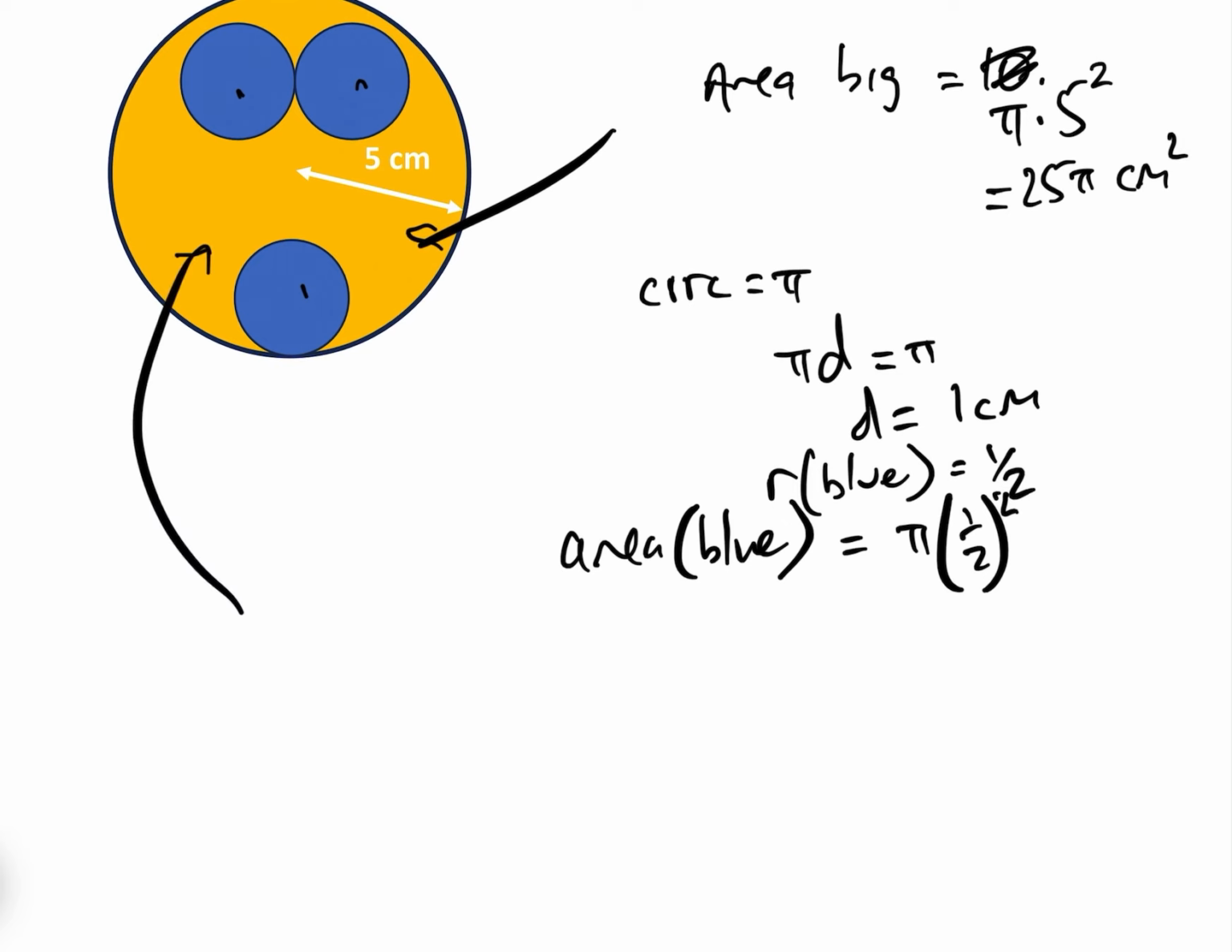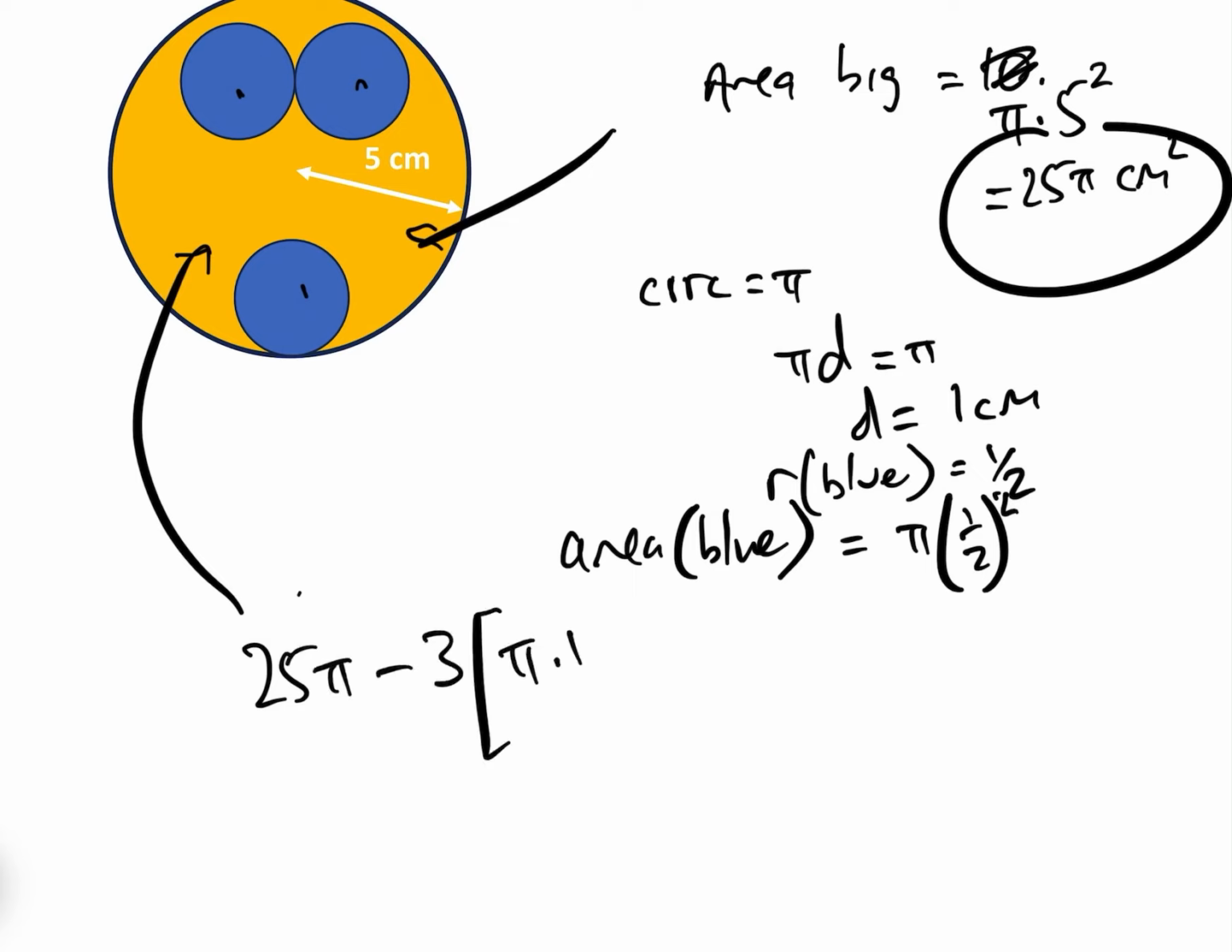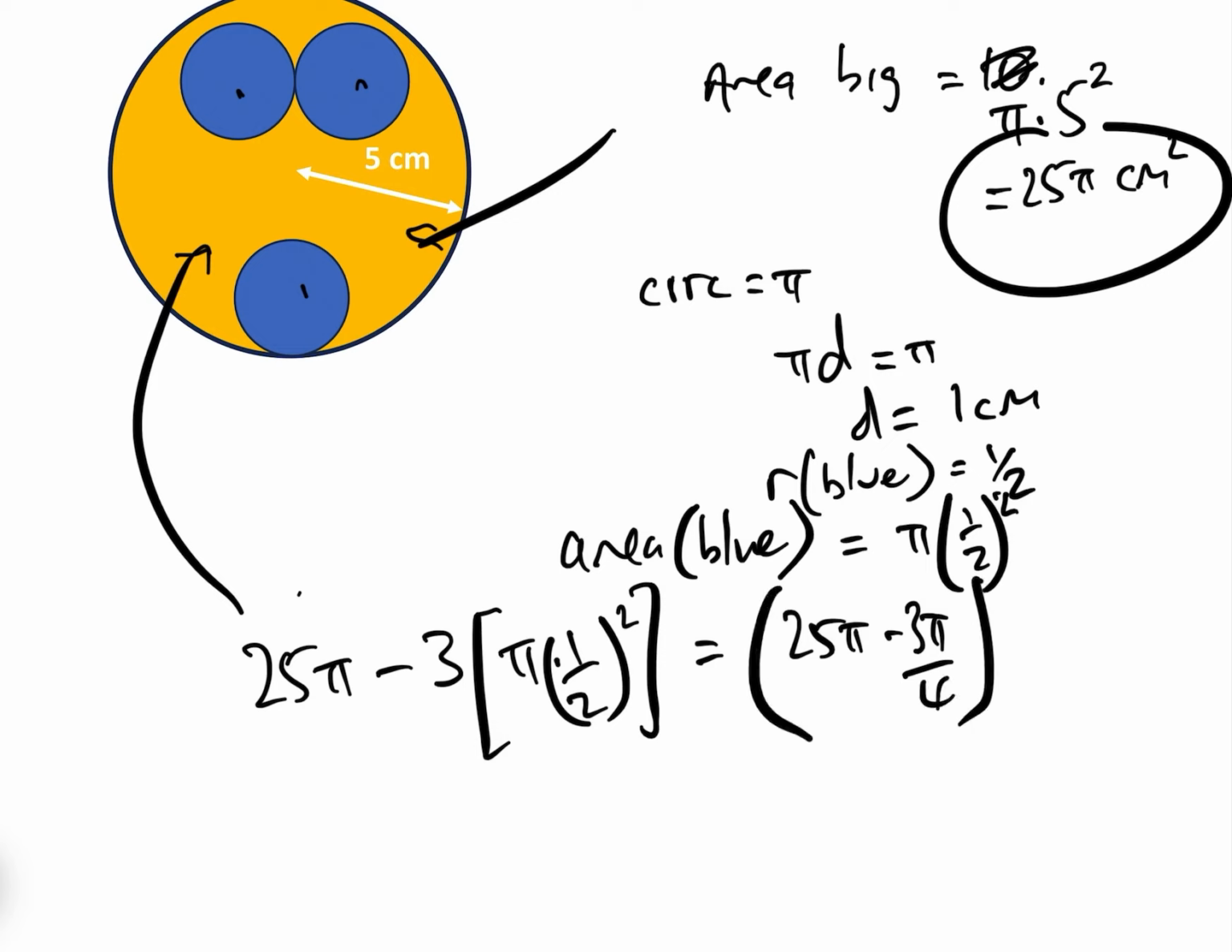And so basically the area of the orange bit equals the area of the big circle, which is 25 pi, take away 3 times pi times a half squared, which equals 25 pi minus 3 pi over 4 centimetres squared, which we can simplify slightly to 97 pi over 4 centimetres squared, and that is the area of the orange bit.